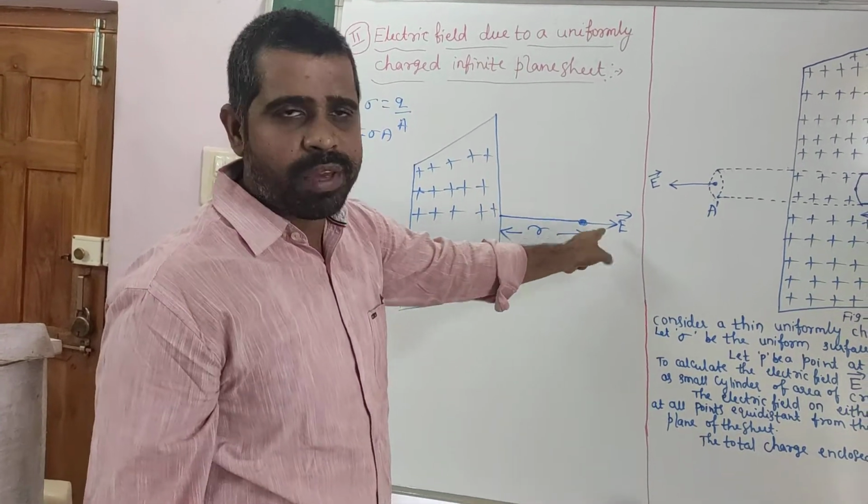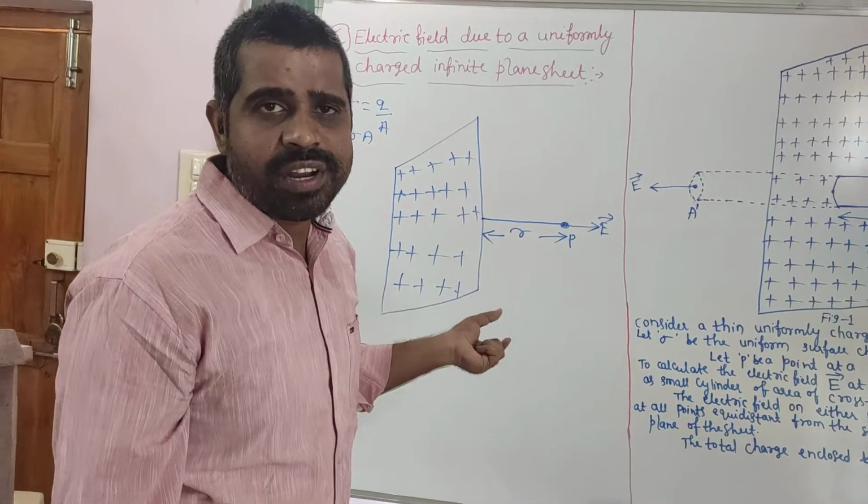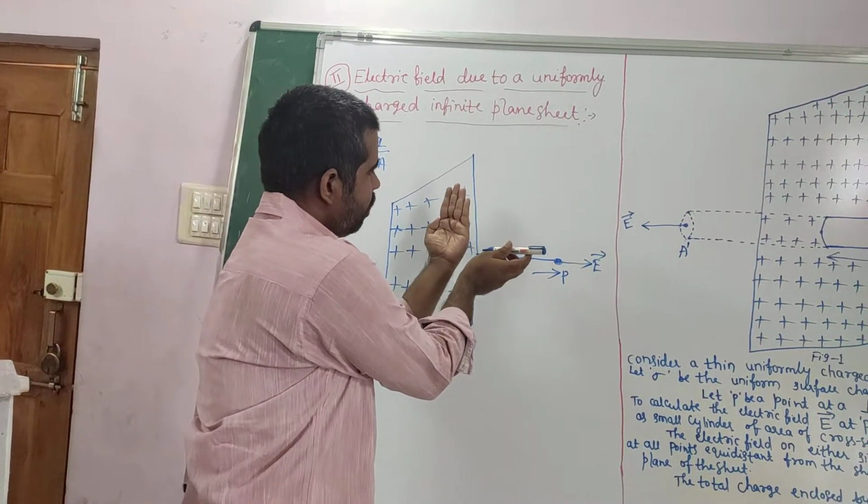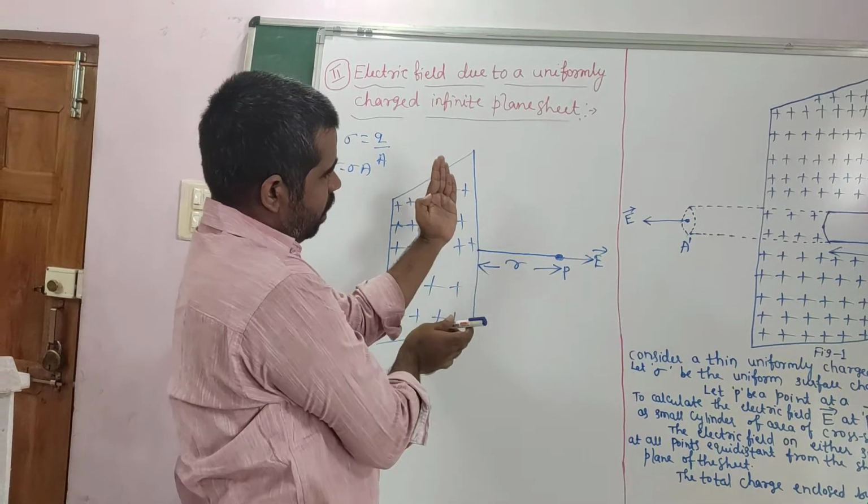Let us consider point P. How much distance? R. This distance we are taking normal to this. शीट को normal to this. हम शीट ऐसा होल्ड करें, शीट हम ऐसा क्रॉस होल्ड करें. We held a sheet like this.